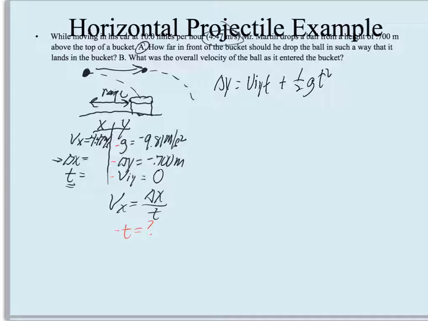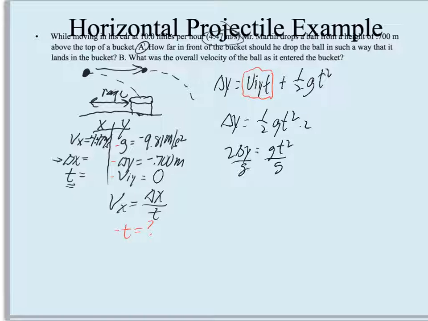Well, what happens to VIY T? Well, VIY is 0. So if that's the case, half this formula disappears. And we end up with 1/2 g t squared equals delta y. And how do I solve for t? Well, I get rid of the 1/2 by multiplying by 2. I get 2 delta y equals g t squared. Then I divide by g, and I get t squared equals 2 delta y over g.